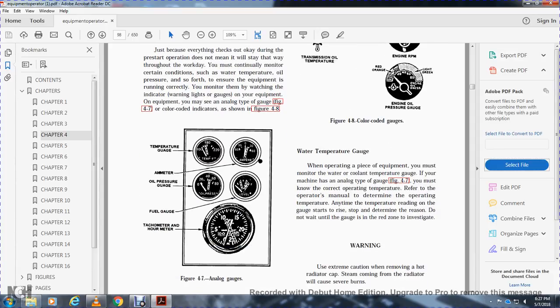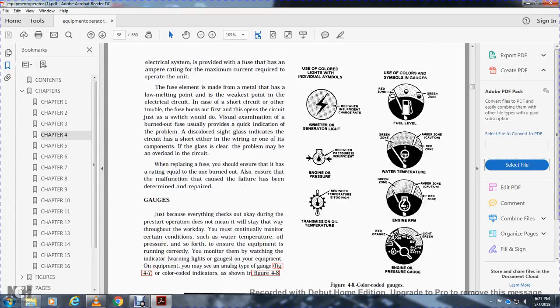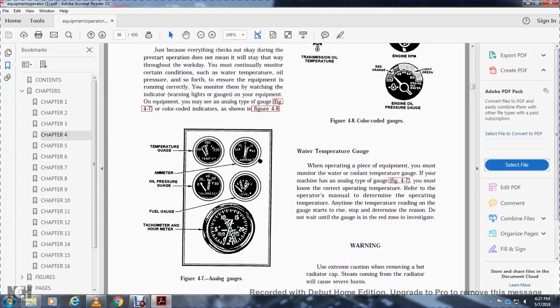Figure 4-7 shows analog gauges: temperature gauge, ammeter, oil pressure, fuel gauge, and tachometer. Color-coded gauges use color lights: individual ammeter generator light, engine oil pressure, red, orange, light green. Engine RPM: green zone, amber zone, red zone. Water temperature: green zone, amber zone, red zone. Fuel level: red zone, green zone.